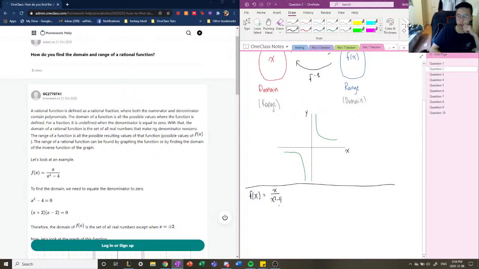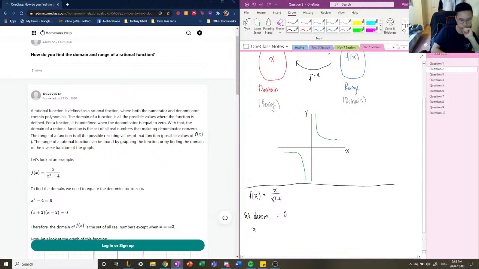Okay, so we're going to find the cases where the denominator is equal to 0, and that will help us find our domain. Because the domain of a rational function is all the real numbers except where the denominator equals 0. So to find the domain, we need to set the denominator equal to 0. So we're going to say set denom, a short form, to equal to 0.